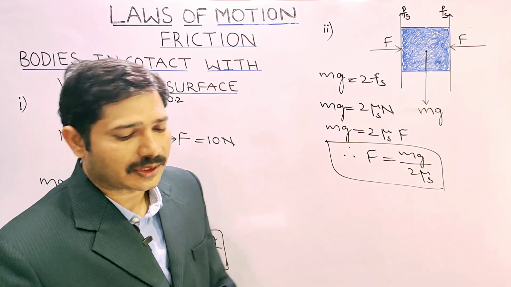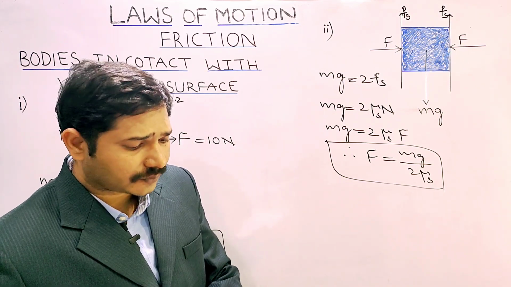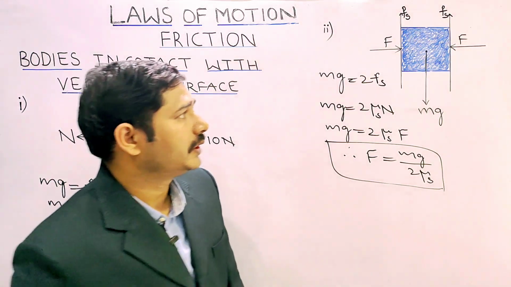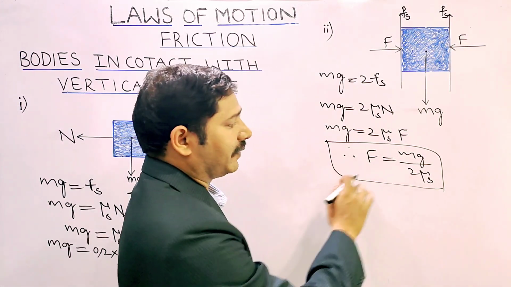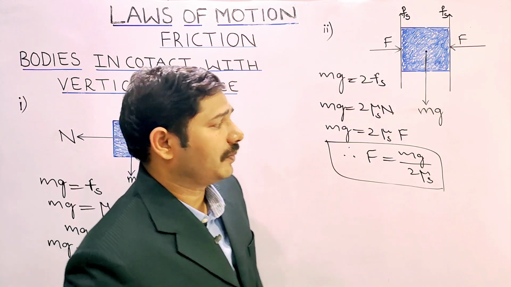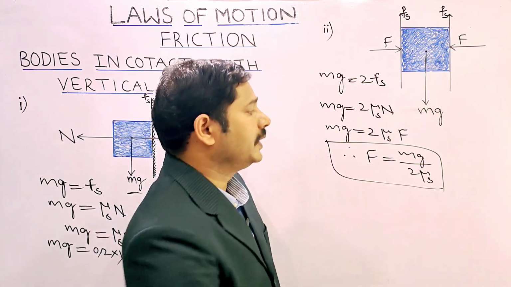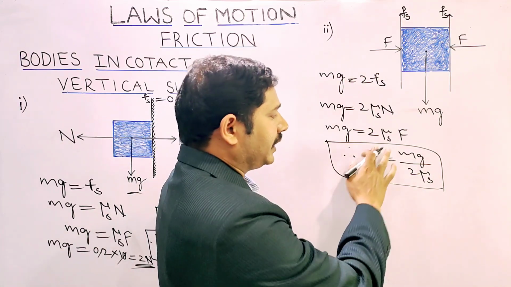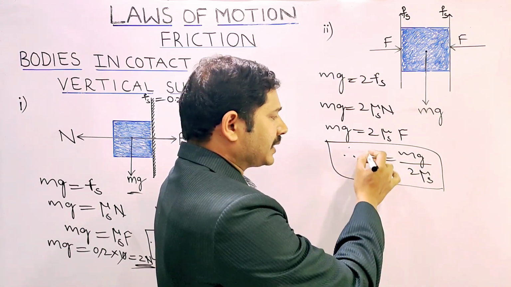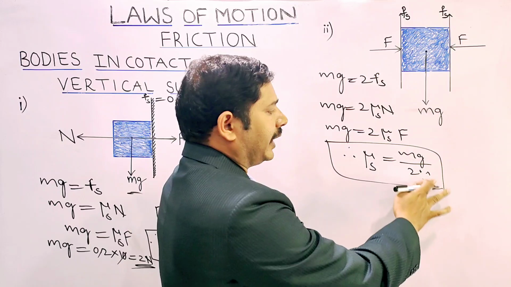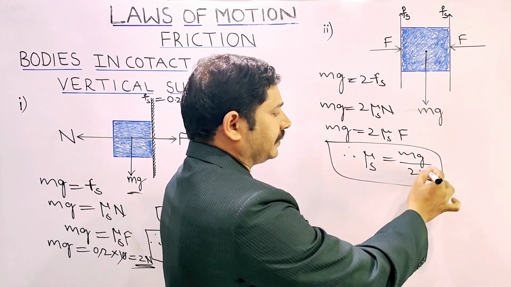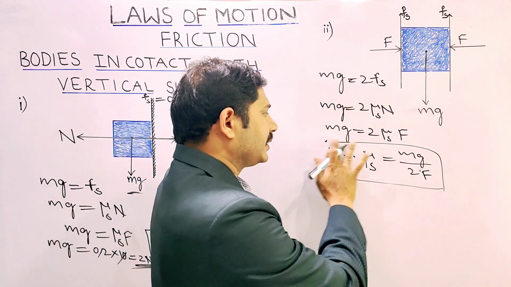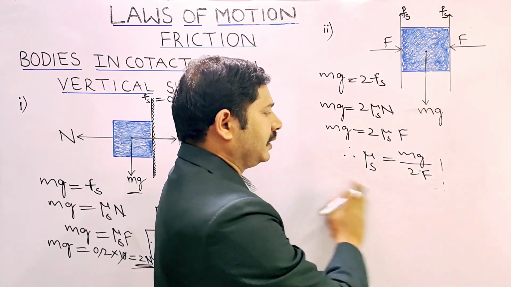So the 50 newtons of force is applied. The mass of the body is how much? 2 kilograms. Here they are asking for mu s, the coefficient of friction. So what do I take in this formula? Mu s I am taking here and F I am sending to this side. So now you can substitute the values in this formula.